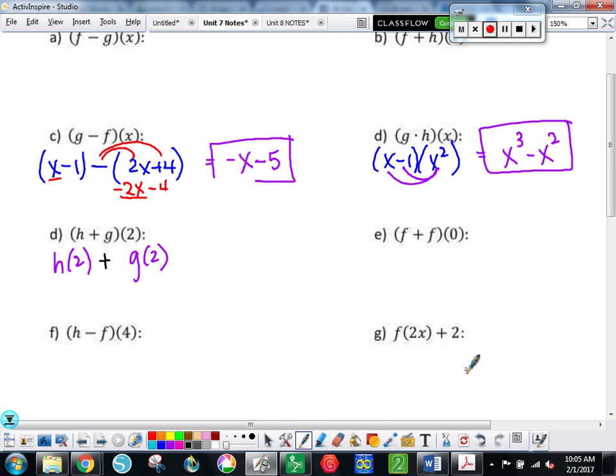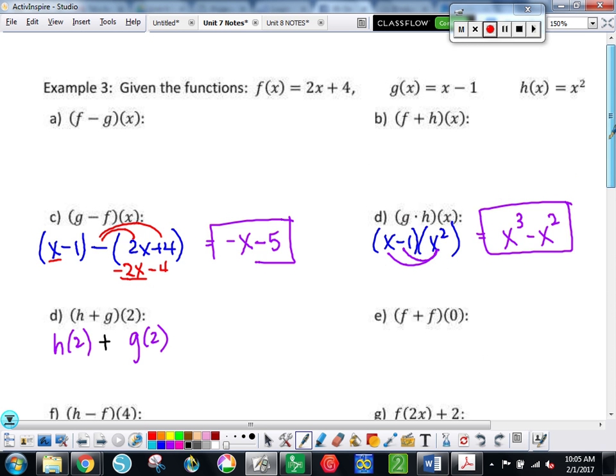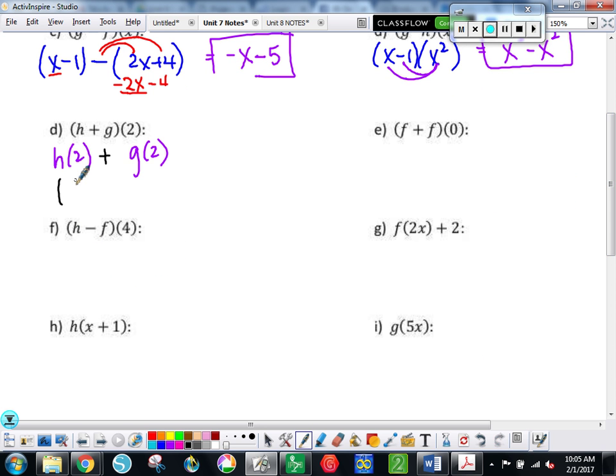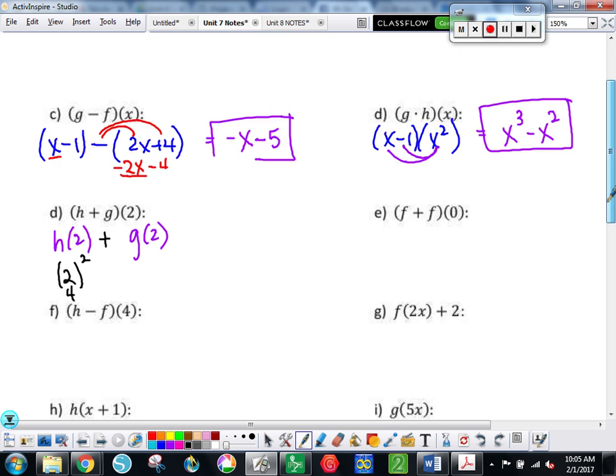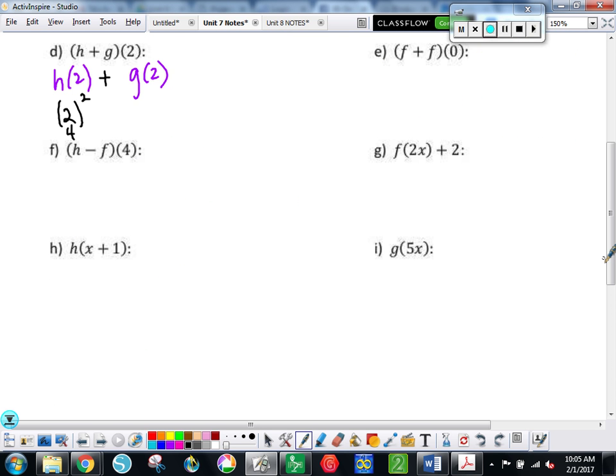So how do you find h of 2? What's the h function? Which is what? 4. And then the g of 2, what's the g function? X minus 1. So this would be 2 minus 1, which is 1. And then you add those together and you get 5. So what did I do there? I took the f function, or the h function, evaluated it. I took the g function, evaluated it, and then added them together.